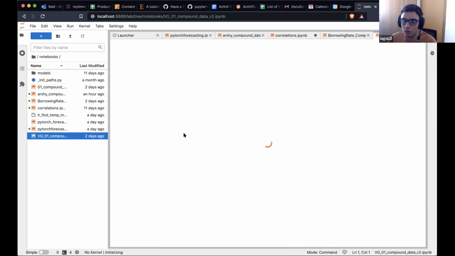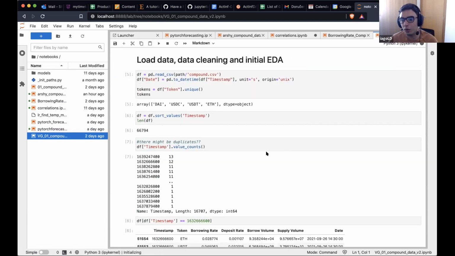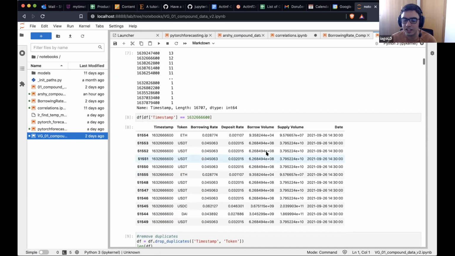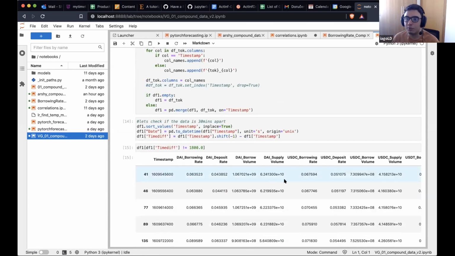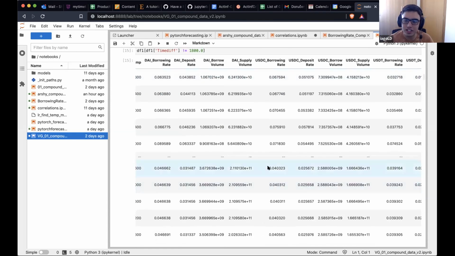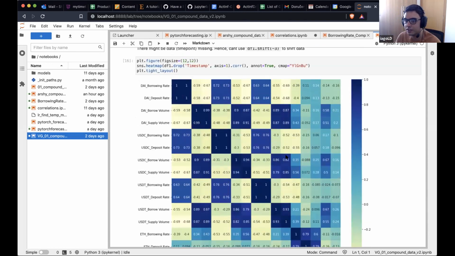I'm not sure how feasible that is, but even if we can't predict the crash itself, we could pass it as a parameter, saying it's going to crash, and then see how the borrowing market would react to that.